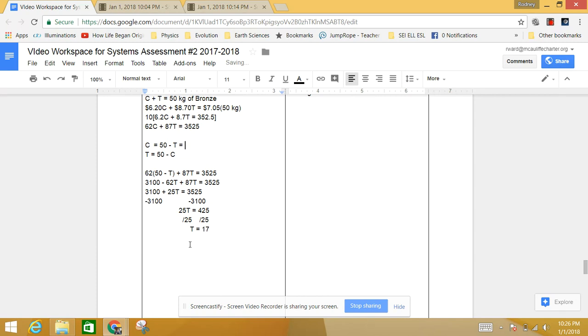And now I can go in and figure out what c equals. If t equals 17, then 50 minus 17 equals 33. So I have 33 kilograms of copper and 17 kilograms of tin. At this point, you should try some of the mixtures problems that I gave you in 4.3.